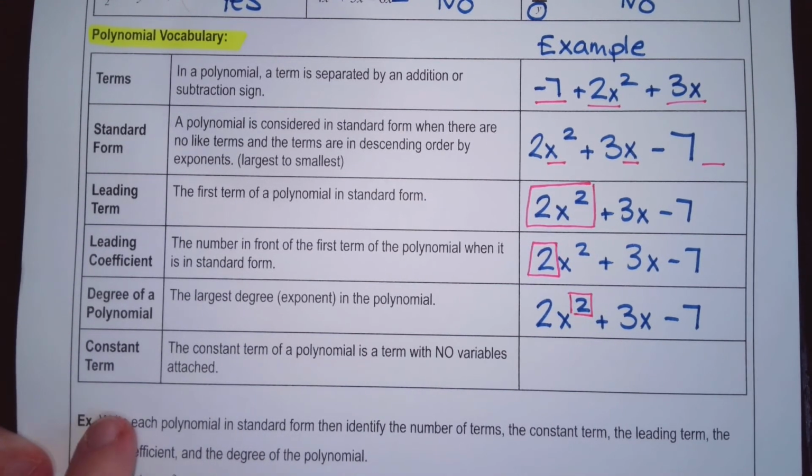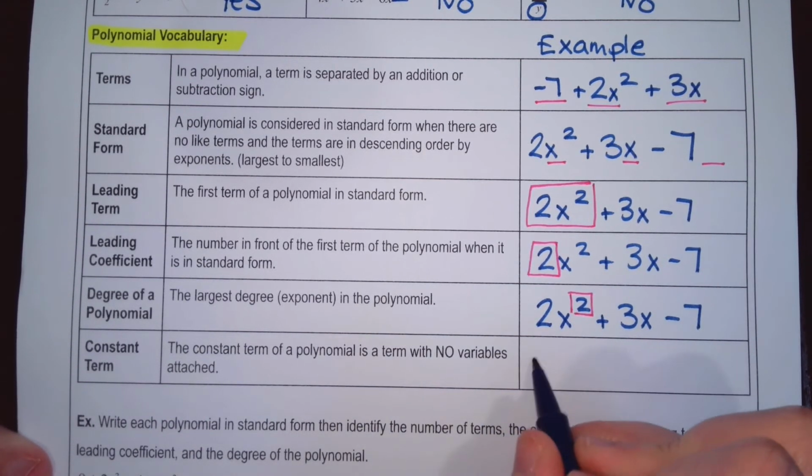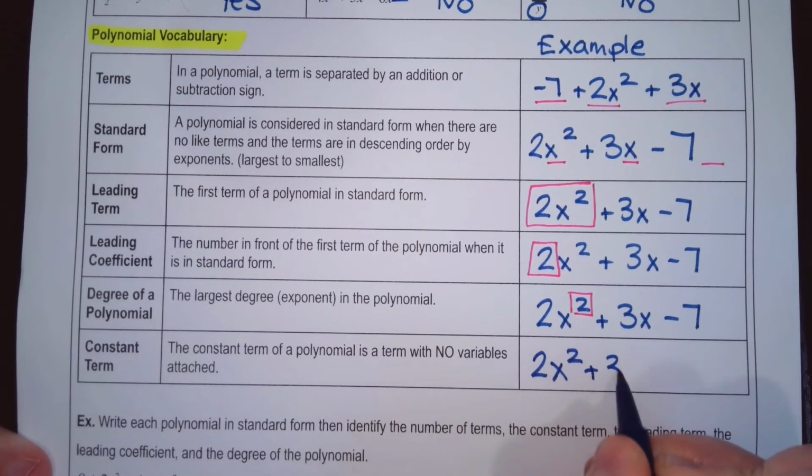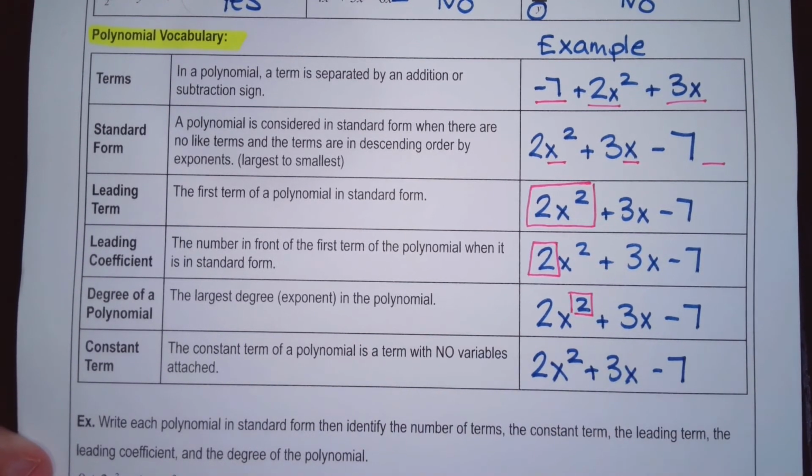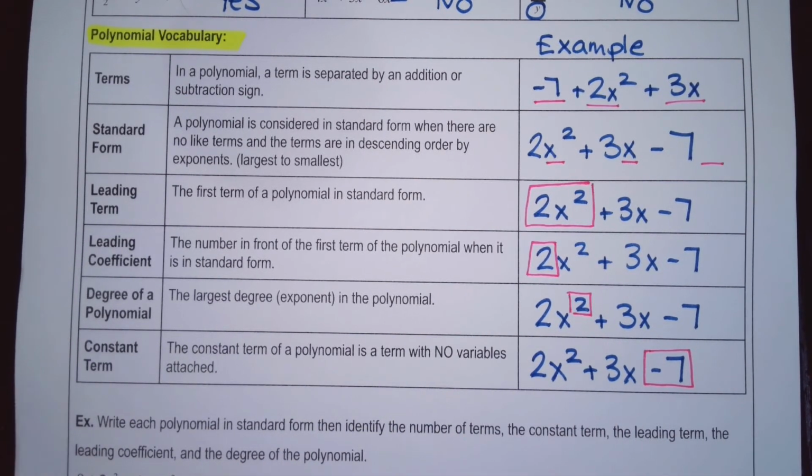And then finally, the constant term. The constant term of a polynomial is a term with no variables attached. So we have 2x squared plus 3x minus 7. The term with no variables is minus 7, so that would be our constant term. So that's the breakdown of polynomials and each little piece. And you're going to have to identify these things in your homework. So we're going to do that right now.